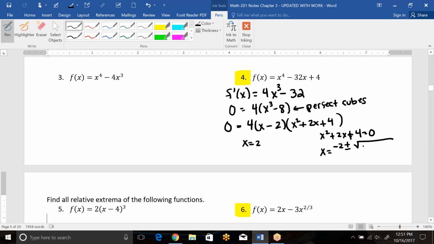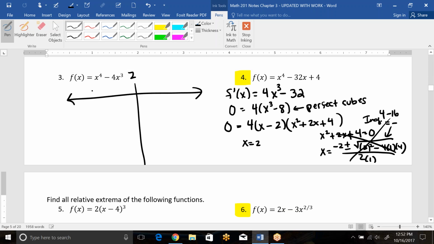b squared is 2 squared minus 4ac, all over 2a. This part right here is the most important. That's 4 minus 16. That's going to be negative. If it's negative, that means this doesn't count for us because it's imaginary. We're only looking at real numbers. So we only have to do the 2.